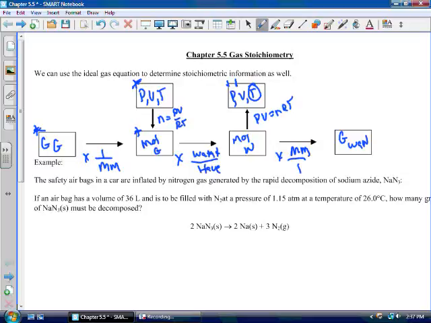Our first example is talking about the safety airbags in a car. If you've never seen the airbag in a car go off, that reaction is attributed to the decomposition of a chemical called sodium azide, NaN3. If an airbag has a volume of 36 liters and is to be filled with N2 at a pressure of 1.15 atmospheres at a temperature of 26 degrees Celsius, how many grams of NaN3 must be decomposed?